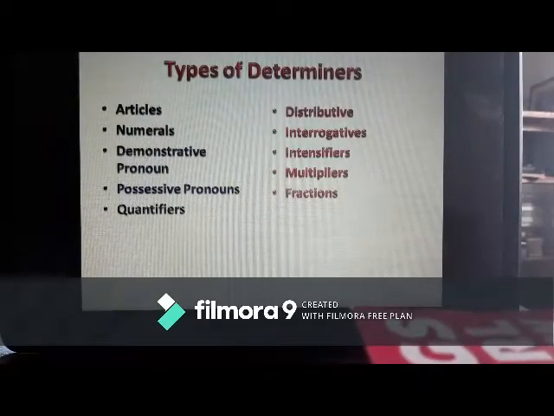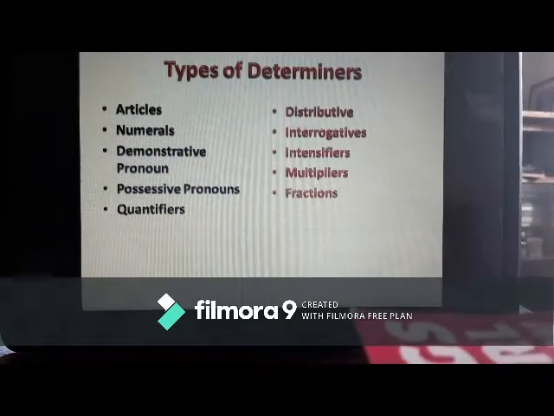The very first is the articles. Article is the most widely used determiner among all the other ones, right? So article is number one. We all know what an article is: it is a, an, and the.